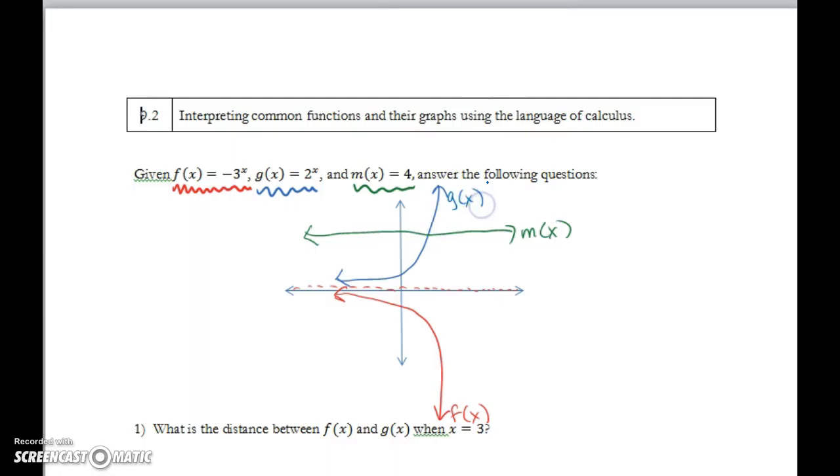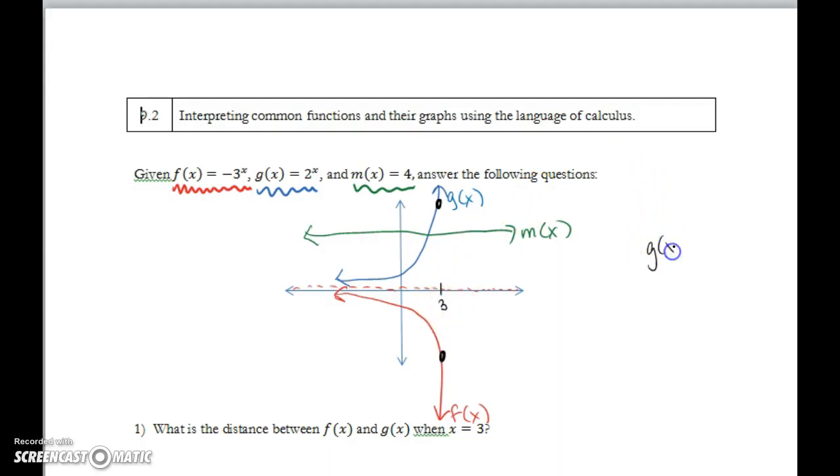Okay, so let's answer some questions here. The first question says, what's the distance between f of x and g of x when x is equal to 3? So when x is equal to 3, let's just approximate where that is. Let's say x is equal to 3 right around here. So we're trying to find out how far away this point is on g of x from this point here on f of x. And in order to do that, we need the y values. And so how do we find a y value? We plug in x, and the x value that we're plugging in is 3.